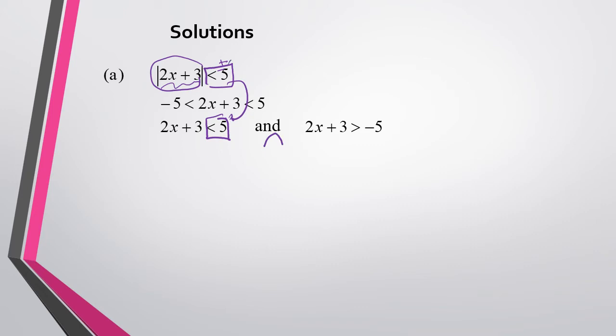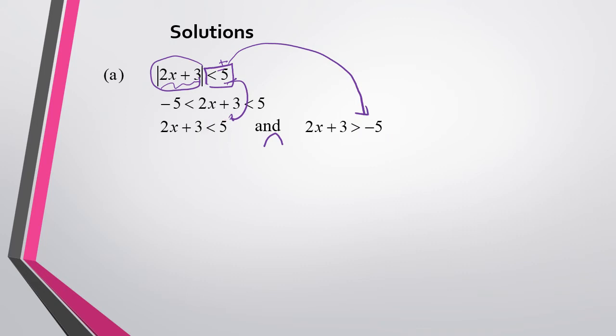2x plus 3 is, we use the opposite one. So from the less one it will be more than, and then from the positive value 5 it will be negative value of 5. So you will notice here it's actually opposite of each other.